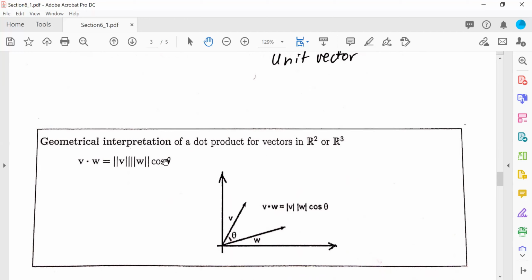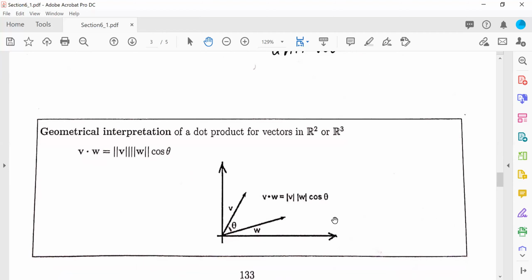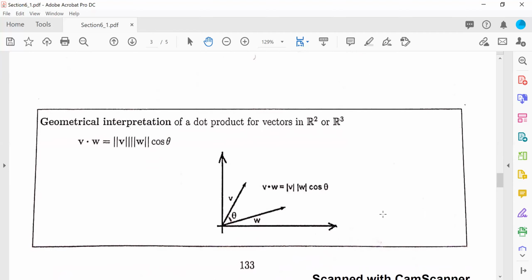The geometrical interpretation comes from the law of cosines. If you remember the law of cosines, a squared is equal to v squared plus u squared minus 2 times the lengths of u and v times the cosine of the angle between them. If you do a little bit of manipulation and express each length as a dot product, you will end up with this formula. So this is the geometrical interpretation of the dot product.